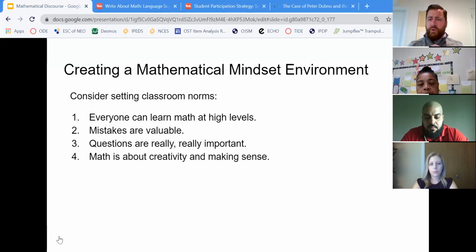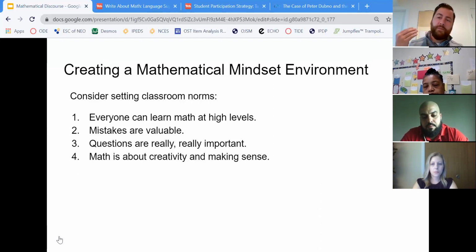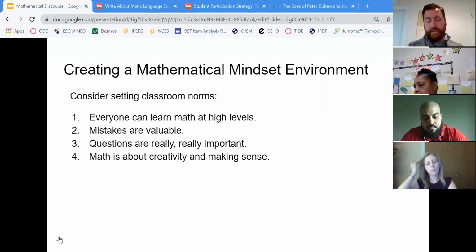So we have to really focus on questions. Why are questions important, and how much time do we spend developing the question so the answer is meaningful? And math is really about creativity and making sense. But again, it's one thing to talk that talk, but we have to follow that up with what we're doing. So in math discourse, one of the key elements is having multiple solution paths and opportunities to explore them, explain them, and talk about them with my peers. So that is that creativity. It's also the making sense.